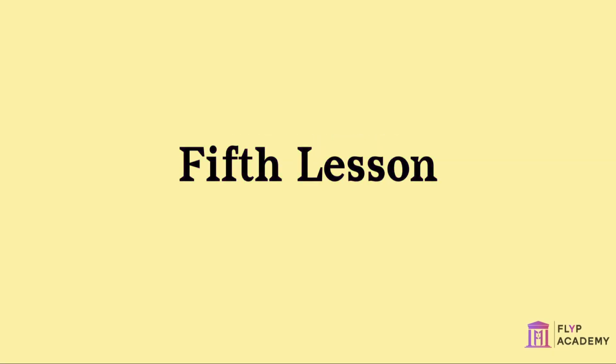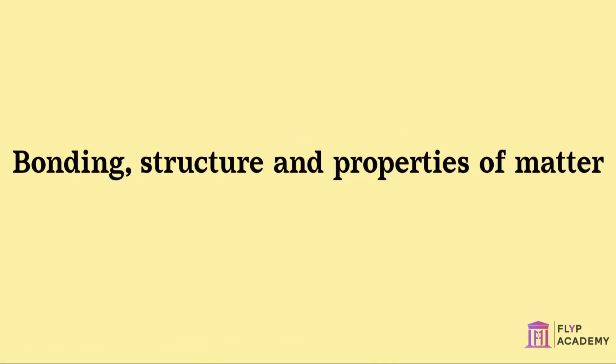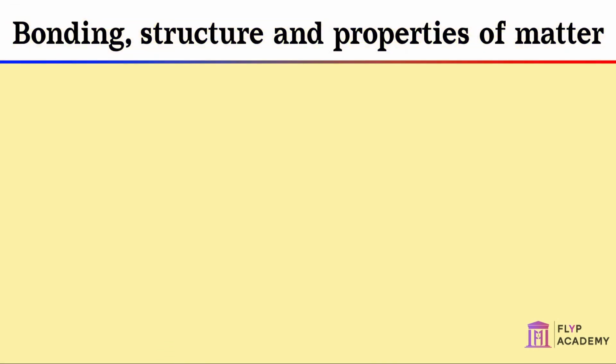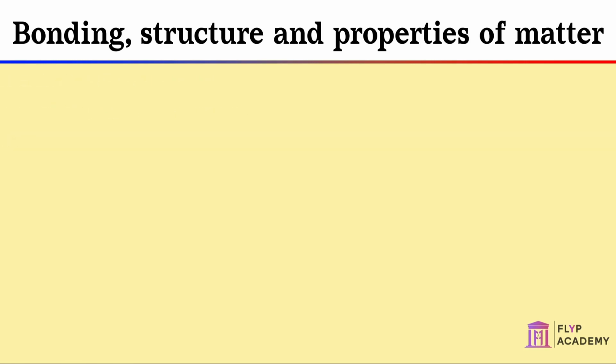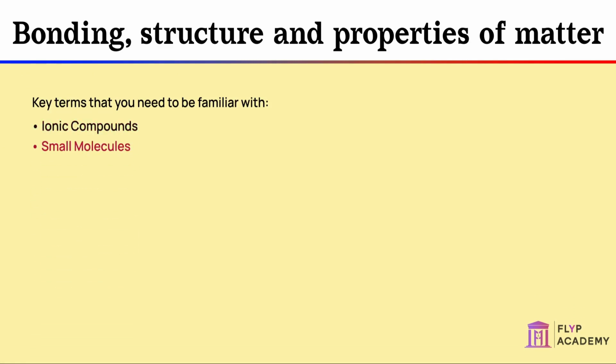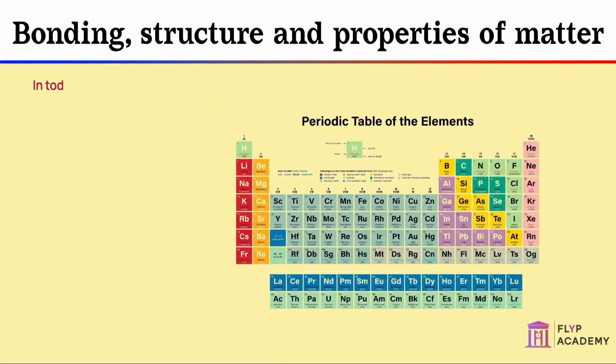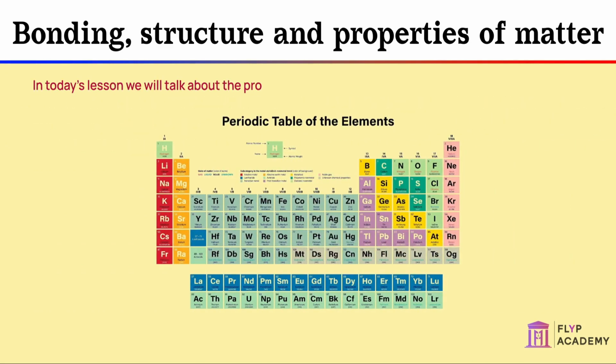Welcome to the 5th lesson of the Bonding, Structure and Properties of Matter topic. In this topic, the key questions are: 1. What are the properties of ionic compounds? 2. What are the properties of small molecules? Key terms that you need to be familiar with: ionic compounds, small molecules. In today's lesson, we will talk about the properties of ionic compounds and molecules.